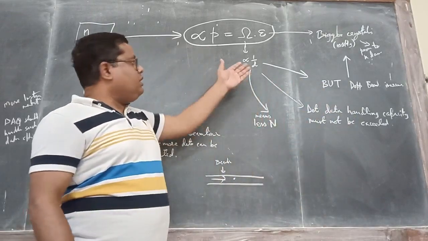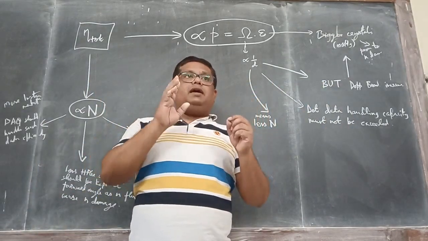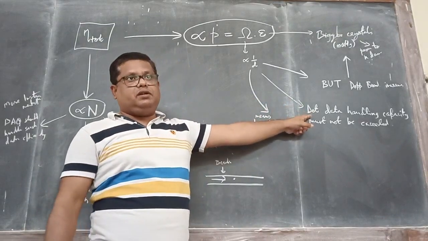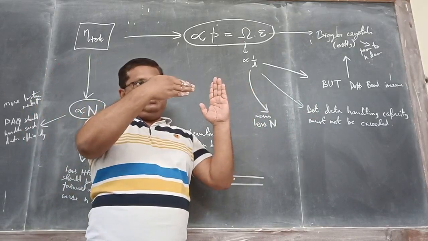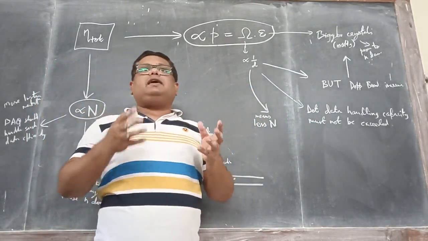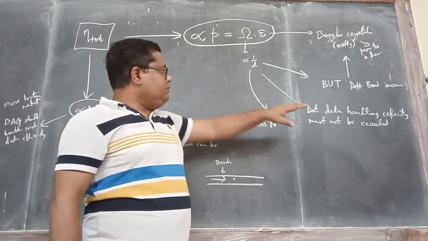Another way is, okay, you can do something like that. You can decrease the D by what? You can take care of this data handling capacity by decreasing the current. When the beam is coming, you decrease the current, the intensity, then a smaller number of reactions will be produced. Okay, this is a possibility.